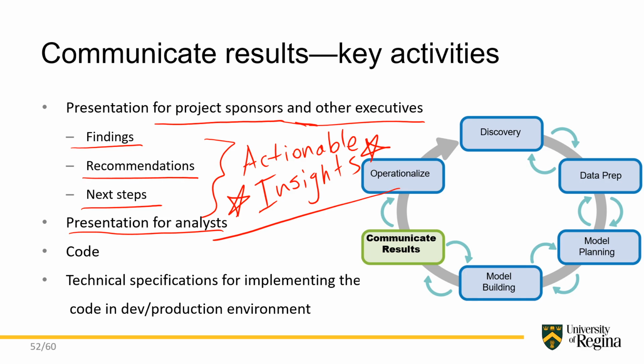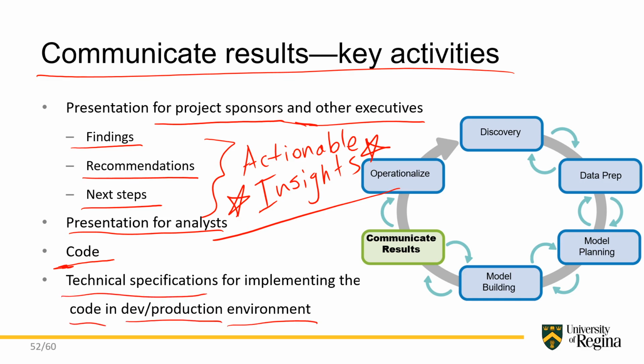Another key activity and result that your project should have is the code. So what is the code of your project? You need to provide that to the team, and technical specifications for implementing the code in a dev and production environment. You can't just say, oh, this is a code that I wrote and I used a few libraries, I don't remember what they were. Okay, just leave me alone, I just want to find another job, or my internship is over.